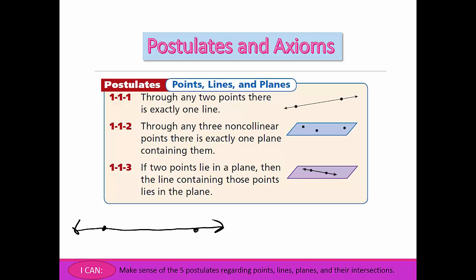Okay, so we're accepting that as true. The second one is that through any non-collinear points, there is exactly one plane containing them. So no matter where you have 3 points that are not on the same line together, let's call them A, B, and C, there's exactly one plane that contains those 3 points.